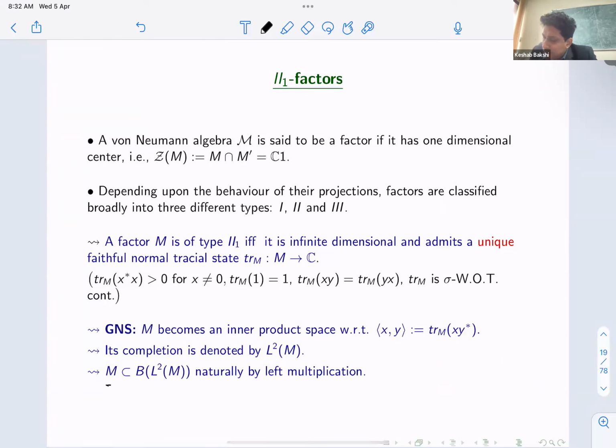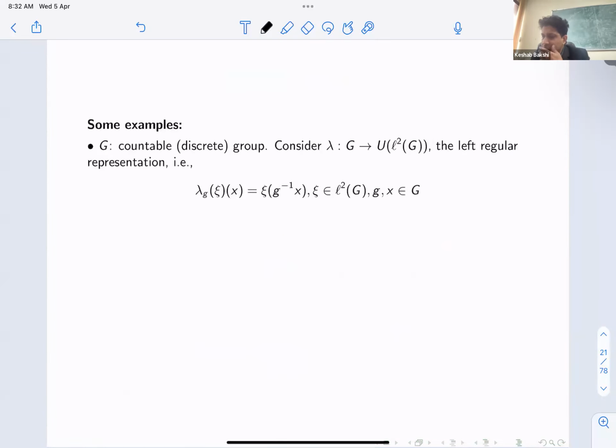Now, M can be thought of as a subalgebra of B(L2M). L2M, remember, is a Hilbert space. By left multiplication, it sits inside B(L2M). Now, let us have some examples.